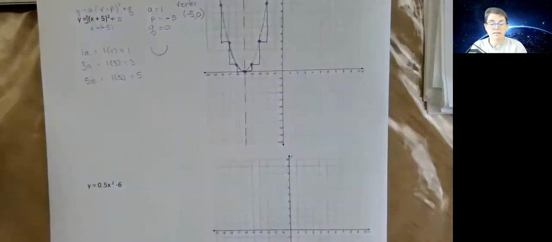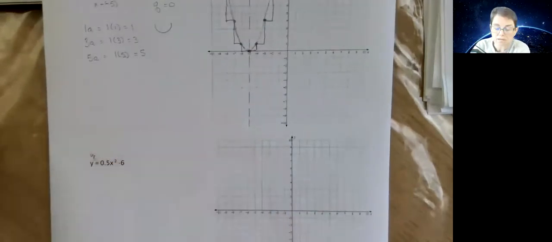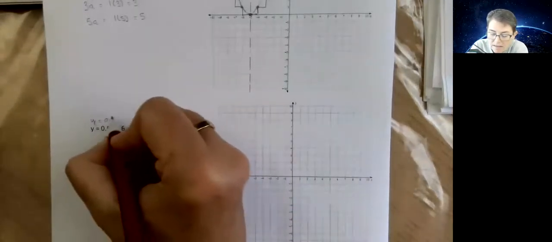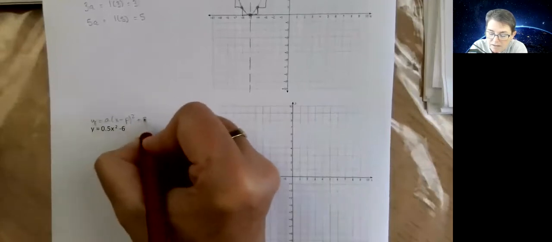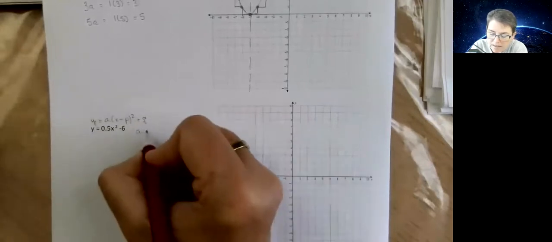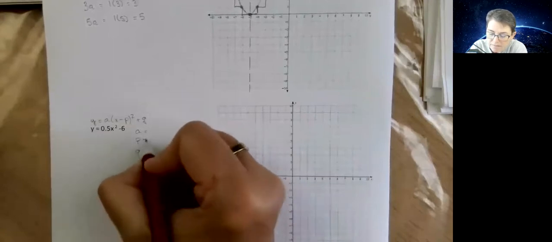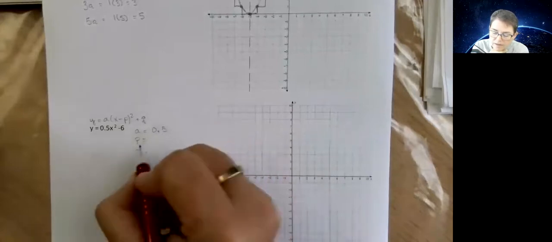All right, let's look at this one. I'm going to write that, move it up further. Y is equal to a x minus p squared plus q. So a, p, q. So a is 0.5. P.